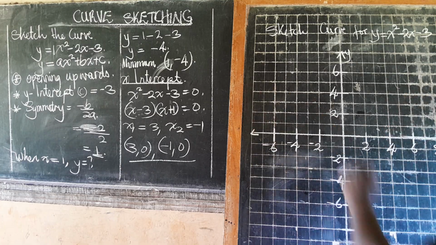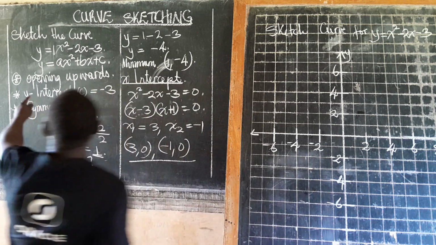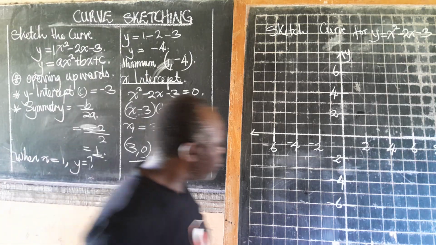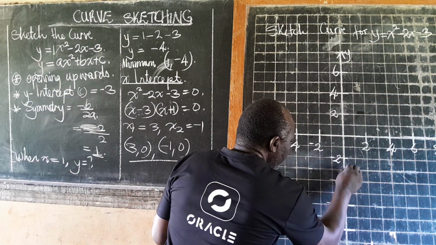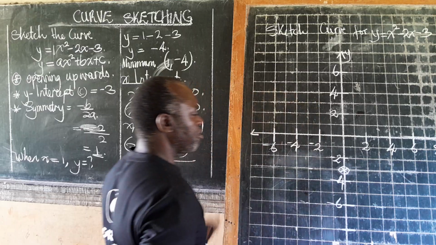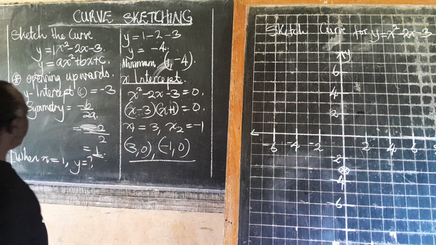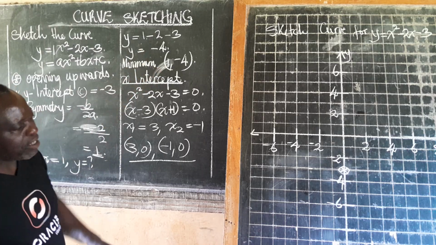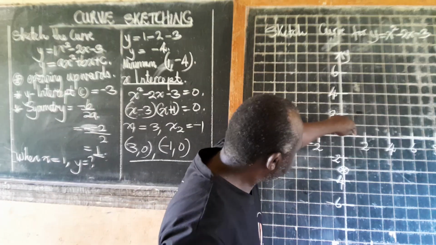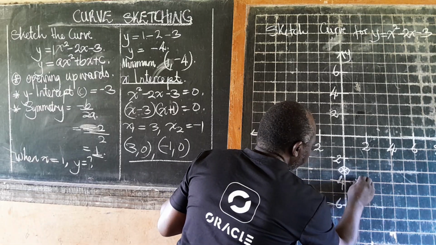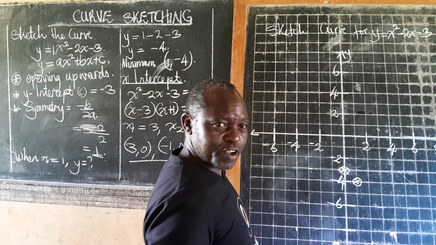So now let us begin. First, it is opening upwards; this will be seen when we sketch it. Then the y-intercept is negative 3. Where is our negative 3? Our negative 3 is here, marked with a simple cross or a circle. Then we have the minimum value, which is (1, negative 4). Where is 1? 1 is here. Where is negative 4? Negative 4 is here. So we have this. I hope we are moving, okay?